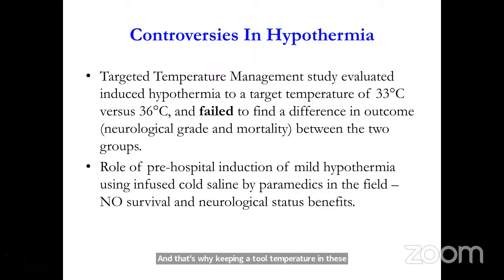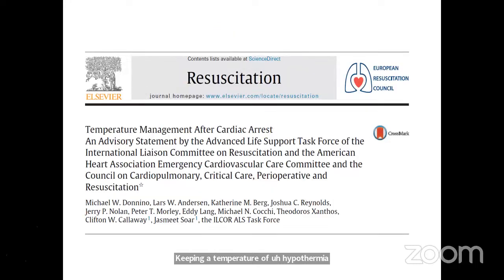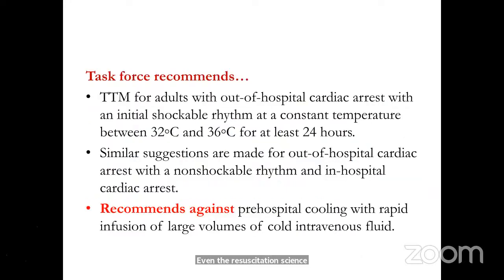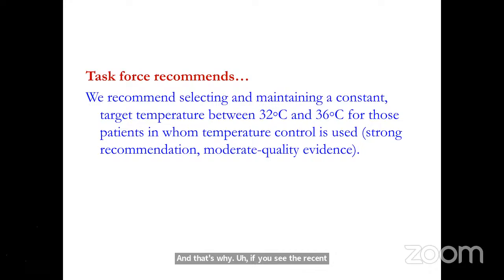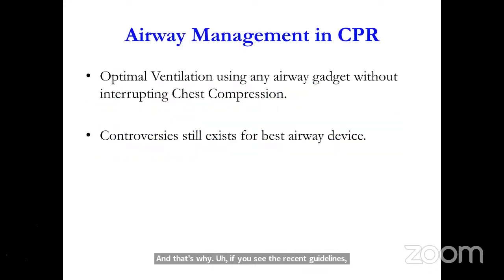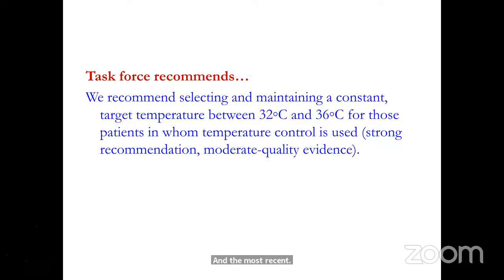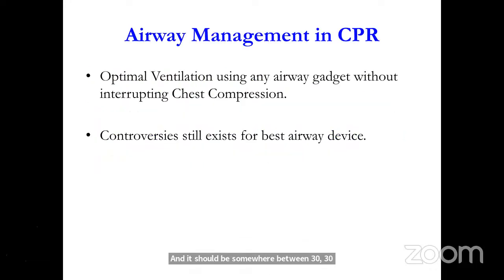And that's why people have started saying that keeping hypothermia at 33 degrees Celsius is not a good option. Even the resuscitation science has come up that hypothermia in adults for out-of-hospital cardiac arrest with initial shockable rhythm should be at a constant temperature of 30 to 36 degrees Celsius, and they recommend against active cooling. That's why the recent guidelines keep it between 30 to 36 degrees Celsius. And the most recent guidelines talk about avoiding pre-hospital cooling. If cooling is being done, it should be in a controlled manner, somewhere between 30 to 36 degrees Celsius, more towards the higher end.